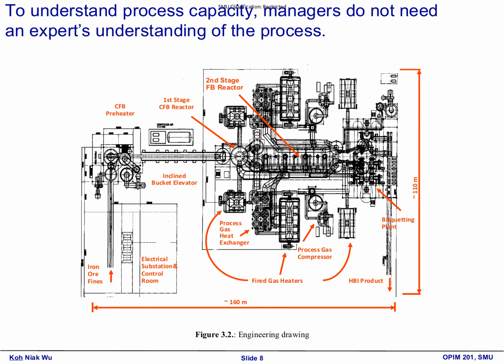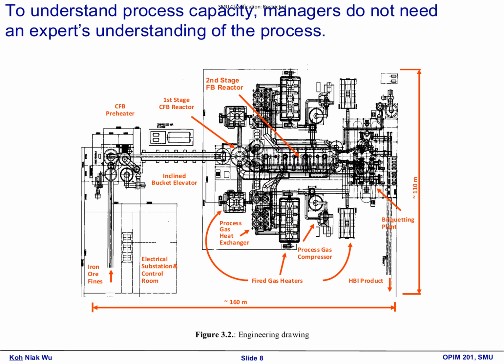Process capacity refers to the maximum output that a process can produce within a specific time frame. This concept is essential for effective planning and ensuring operational efficiency. However, it's important to note that managers do not need to be experts in engineering or the intricate details of the processes they oversee. A basic understanding is often sufficient to navigate the complexities of operations.